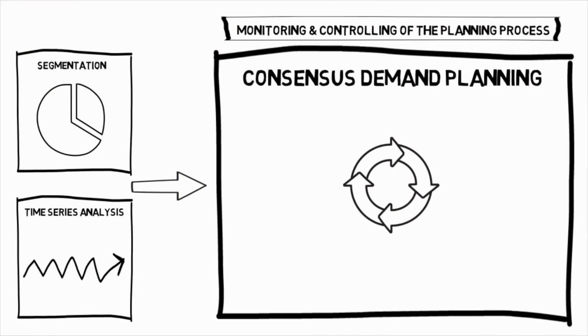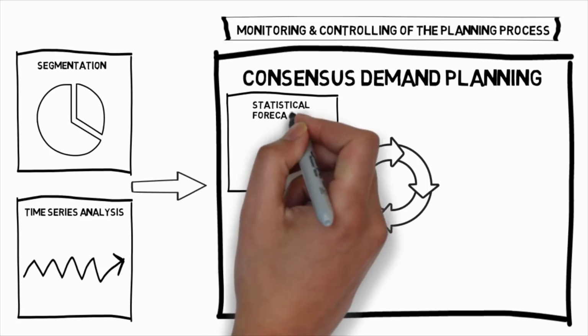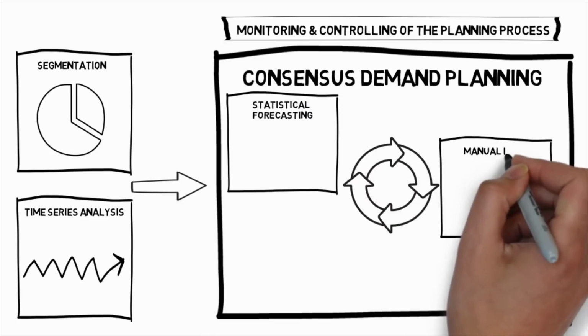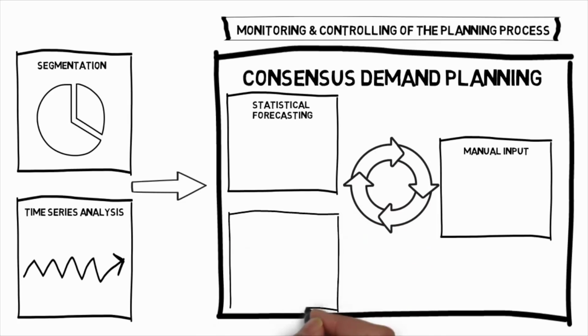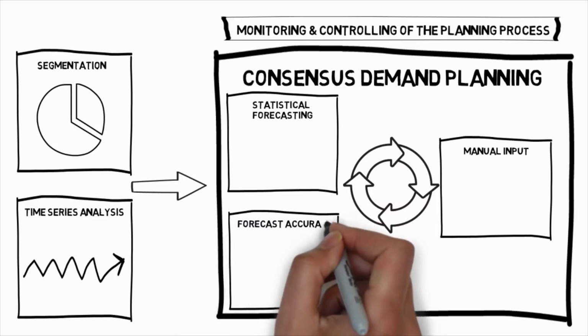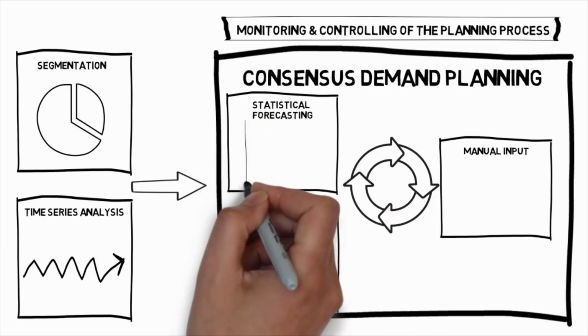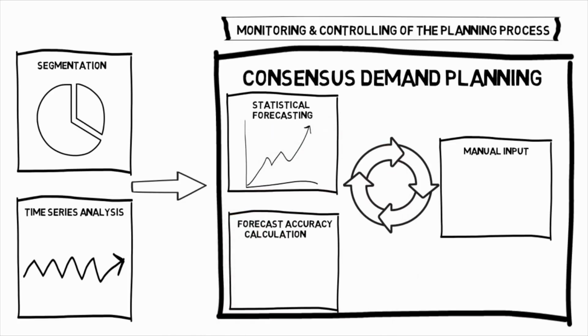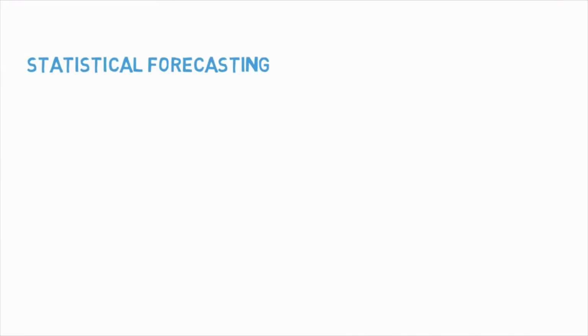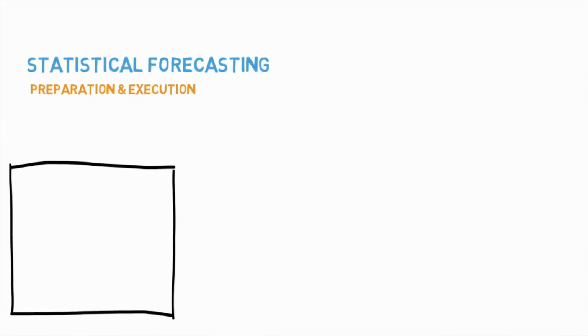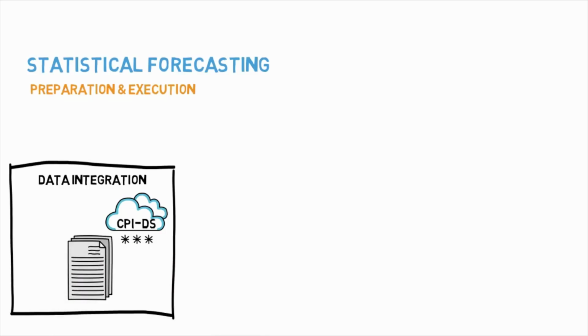Having talked about segmentation and time series analysis, we now look into the consensus demand planning process, which is typically a weekly or monthly recurring process that starts with the creation of a new statistical forecast, followed by manual planner's input, and, at the end of the current planning cycle, the calculation of the forecast accuracy. Before executing the statistical forecast, typically the latest sales history and potential other forecasting relevant data is loaded automatically from external systems via SAP Cloud Platform Integration Data Services.